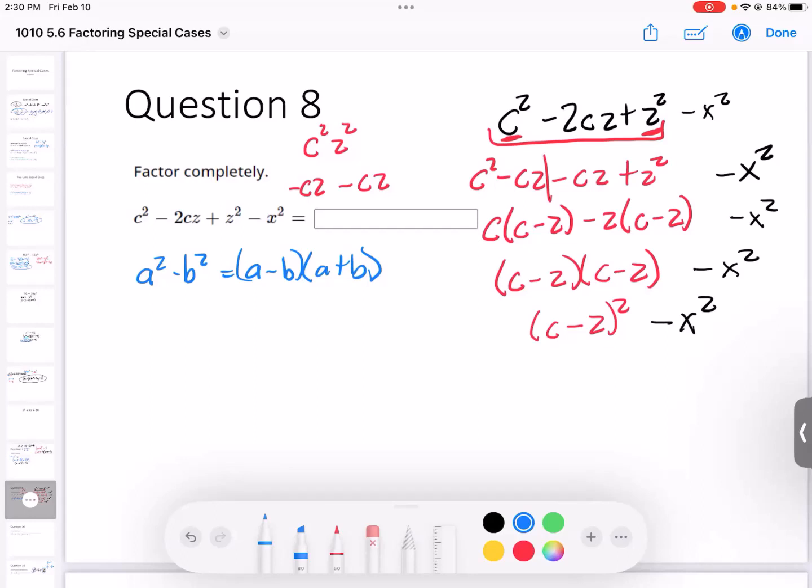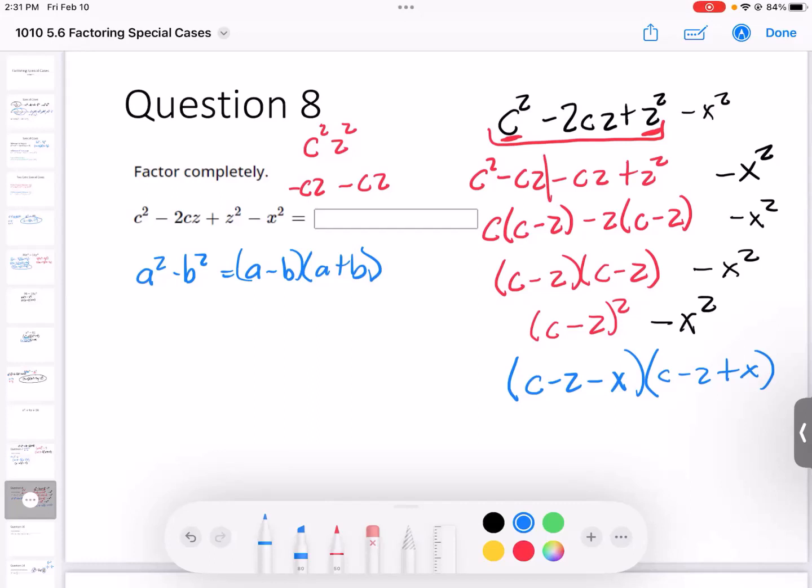So in this case, this stuff is A, this stuff is B. Because I have something squared minus x squared. And so the way that I would factor this is I would write it as, well, I have A minus B, so minus x, and then I have A plus B, which is plus x. And so this would be the factored version of that. And that's how you would do that one.